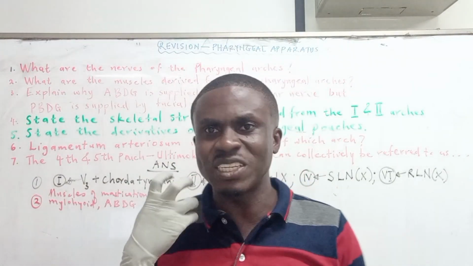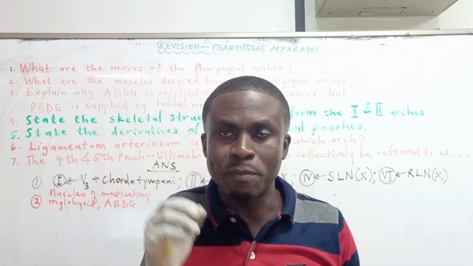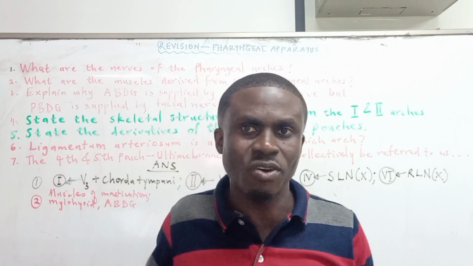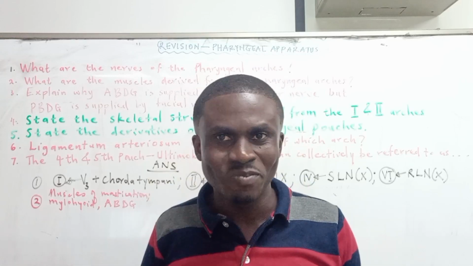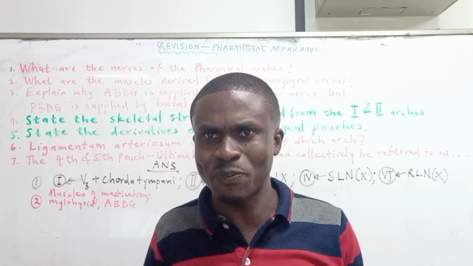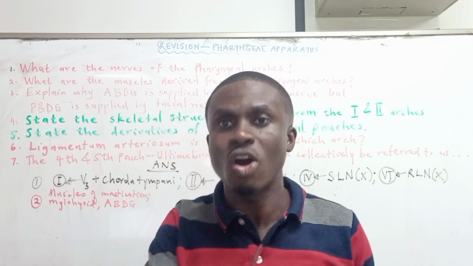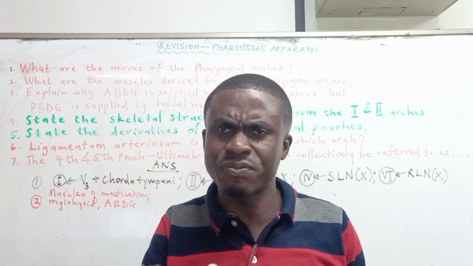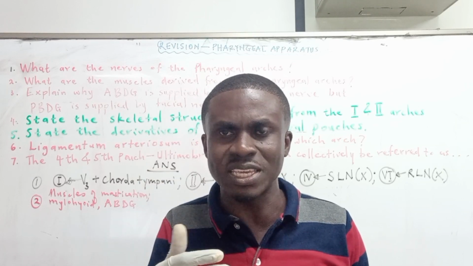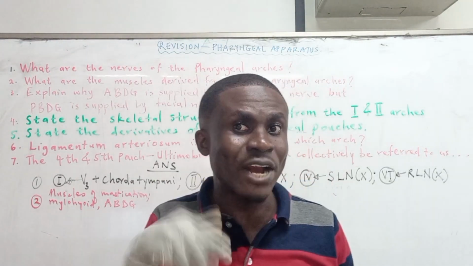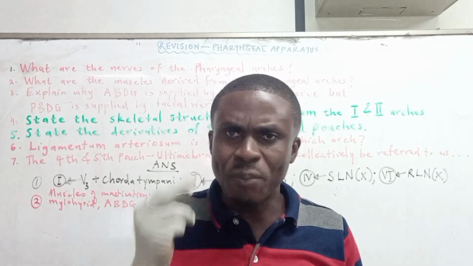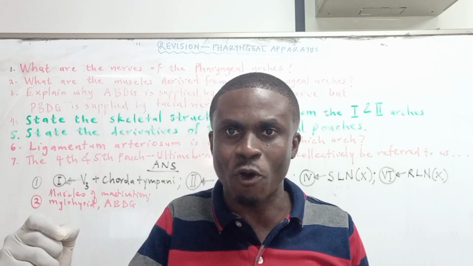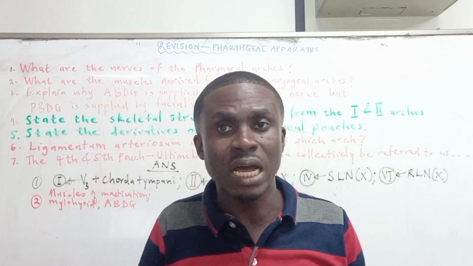Now, these muscles of mastication we are talking about are mainly supplied by what we call the anterior division of the mandibular nerve. But there's one muscle whose nerve supply is coming from the main trunk of the mandibular nerve. And my friends, that muscle is what we call the medial pterygoid muscle.